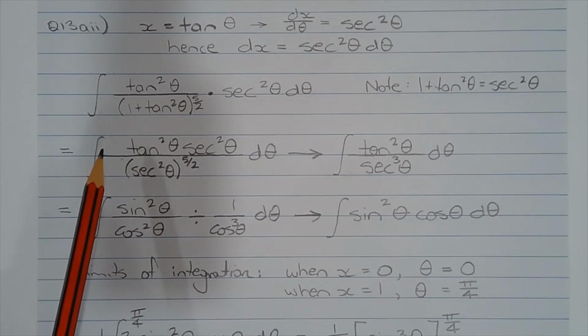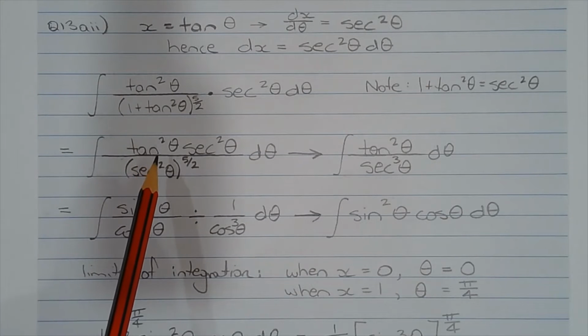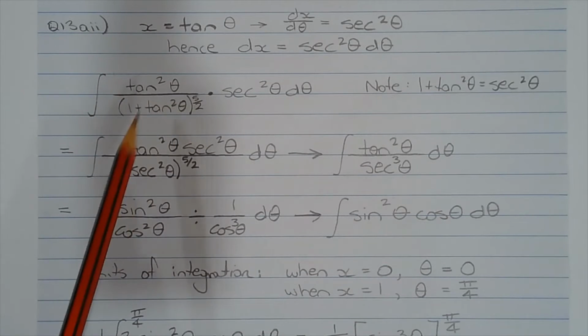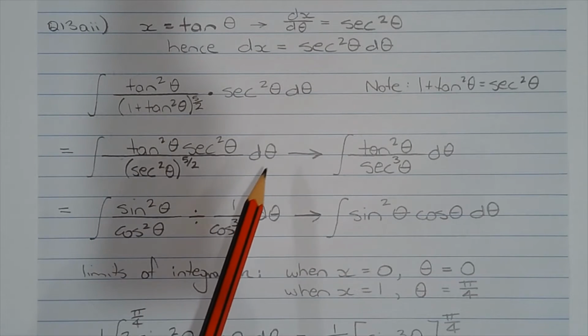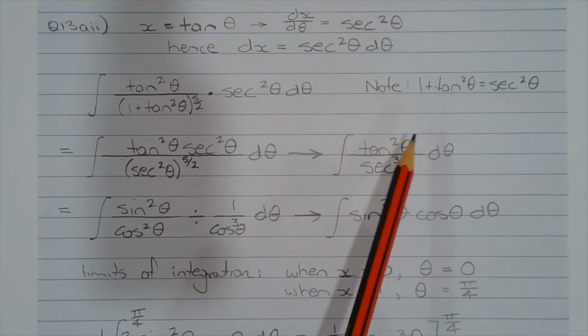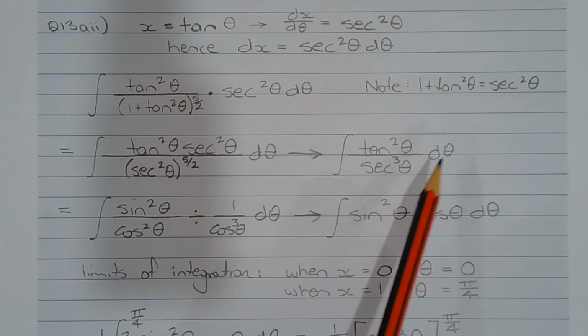So this equals the integral of tan squared theta multiplied by sec squared theta over (sec squared theta) to the power of 5 over 2. So we replace the 1 plus tan squared theta with sec squared theta, and that's with respect to theta. And simplifying this fraction, we get the integral of tan squared theta over sec cubed theta d theta.